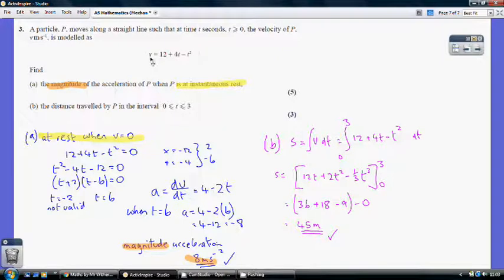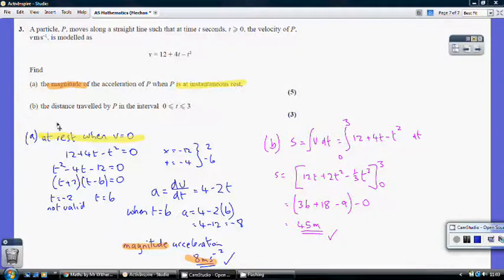dv/dt equals a. So differentiating this, we get 4 minus 2t. Substituting in our value of t being 6 that we've just worked out, we get our acceleration being -8. So we're actually decelerating. We've got -8. Now we're being asked for the magnitude, the size of the acceleration, so that's got to be 8 meters per second squared.